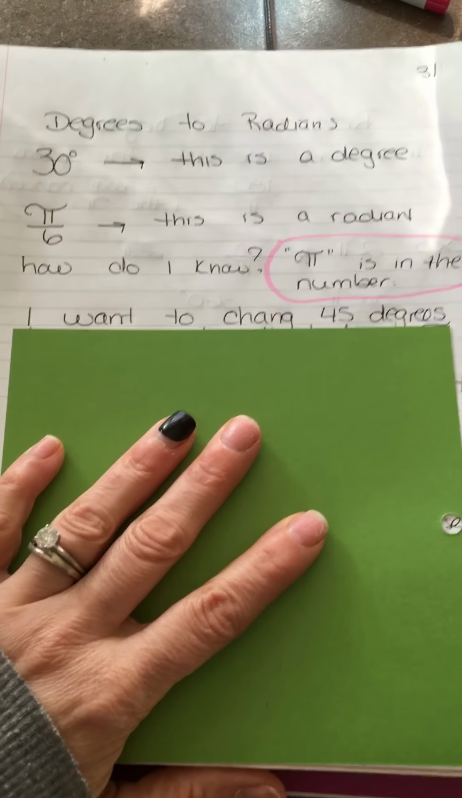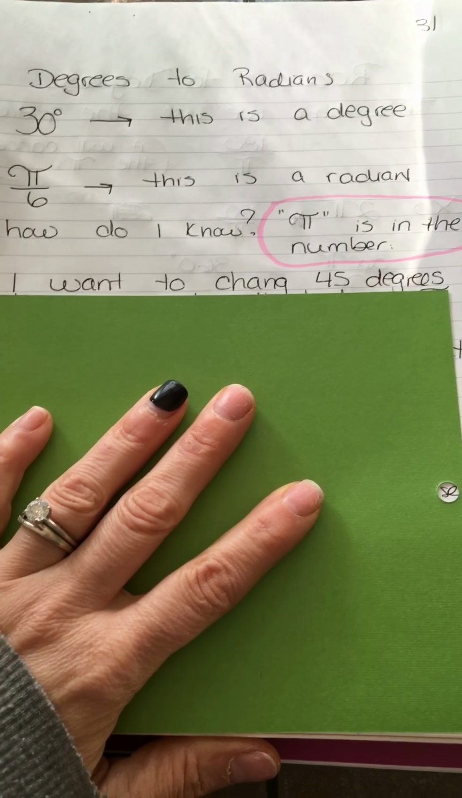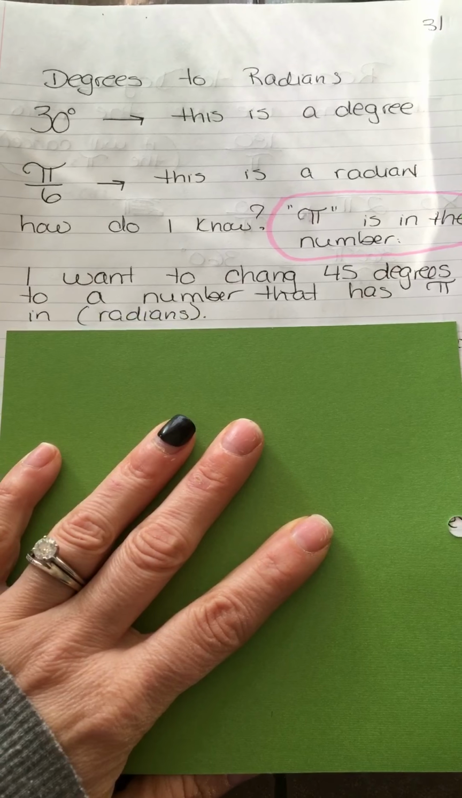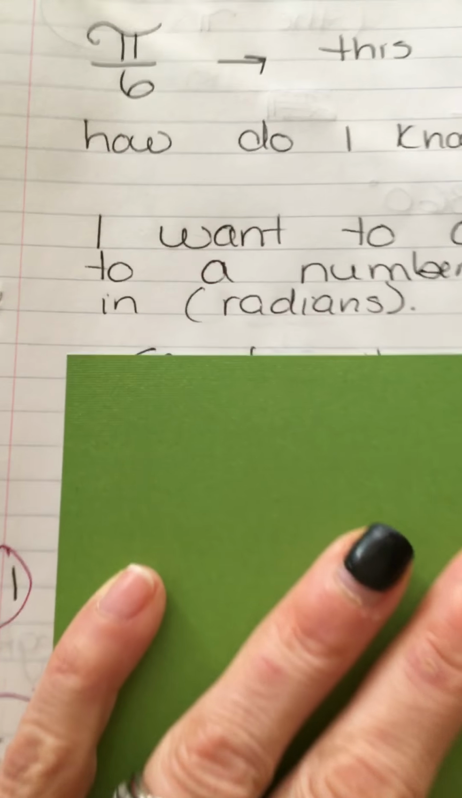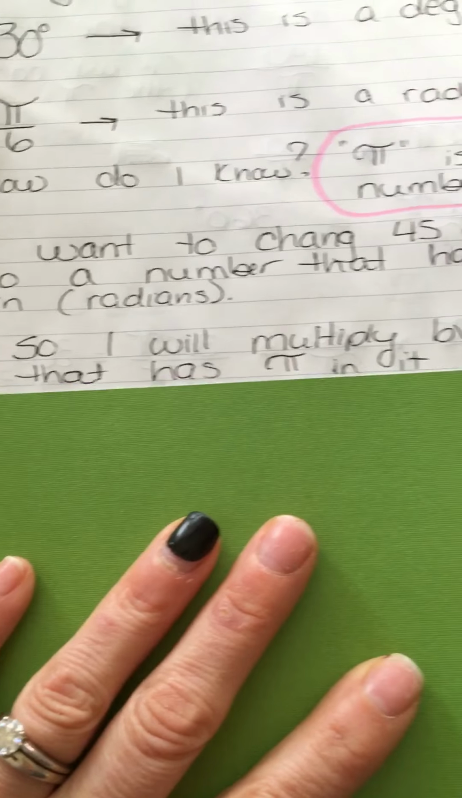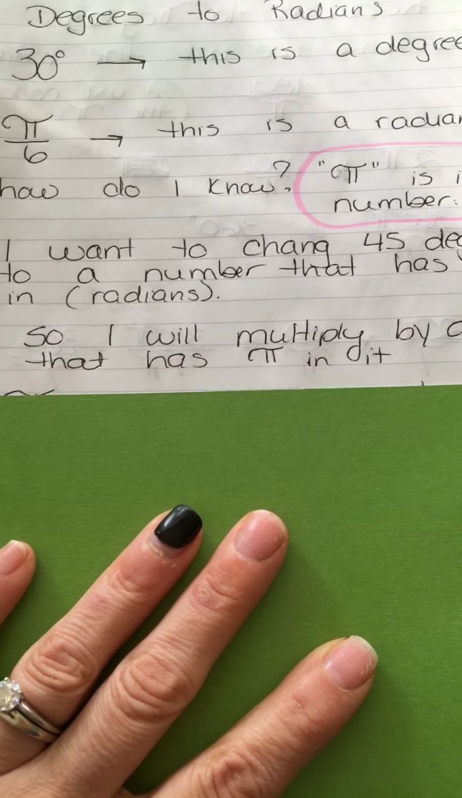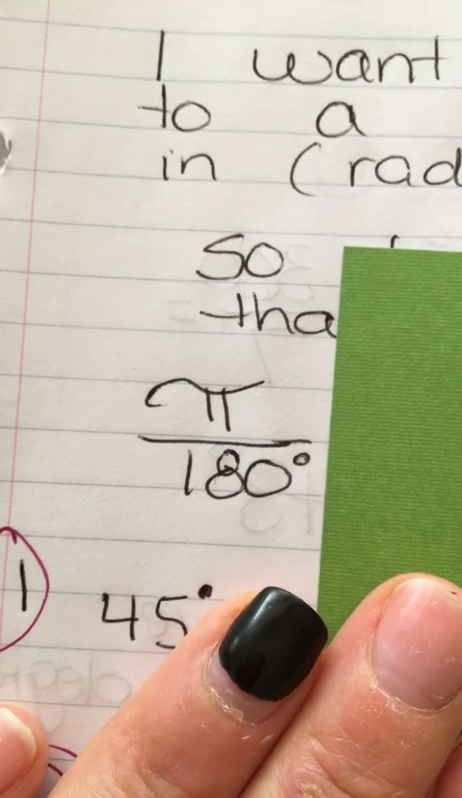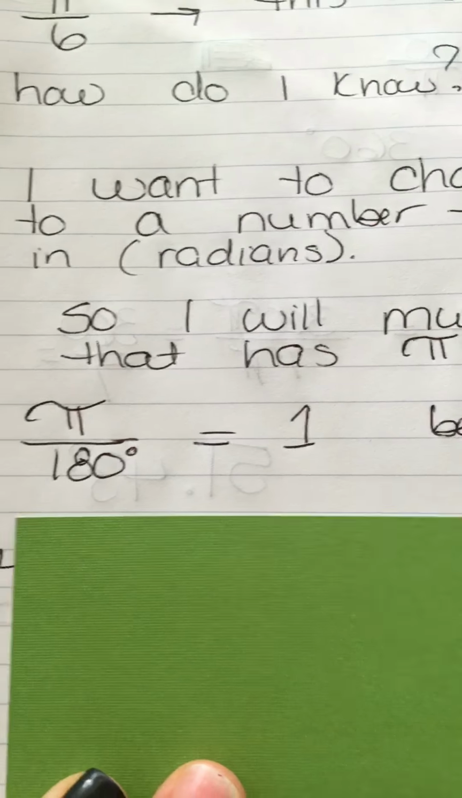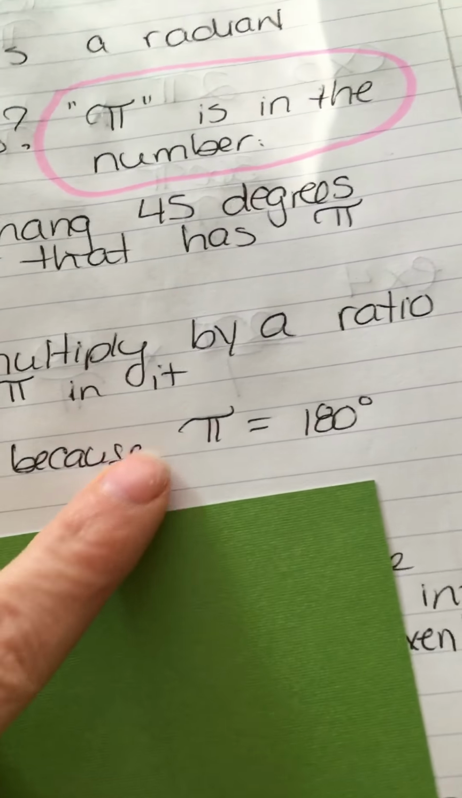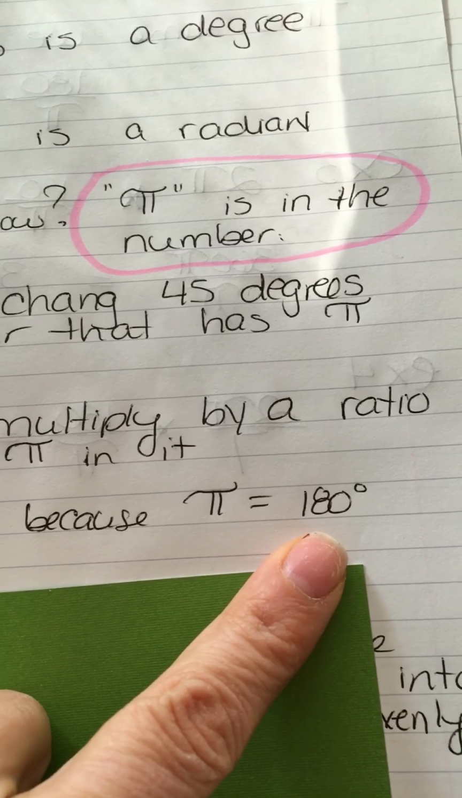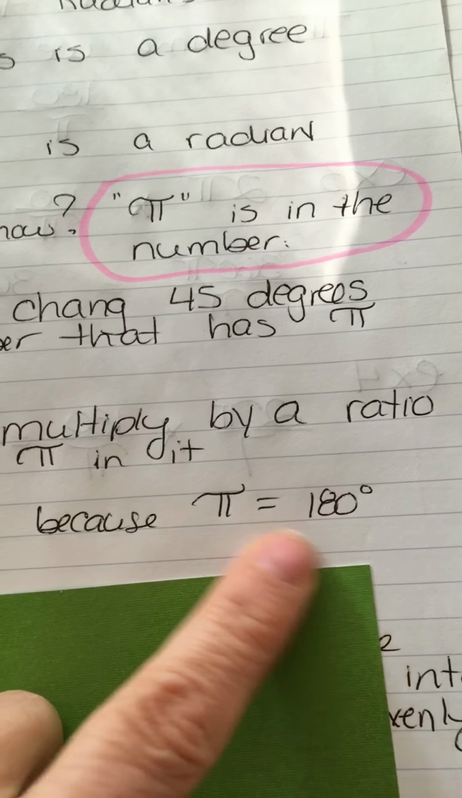So my example is I'm going to want to change 45 degrees to a number that has pi in it, which once again is radians. So I'm going to multiply by a number that has pi in it, which will be the ratio pi over 180, because that is equal to 1. Because pi is equal to 180 degrees. Yes, I know pi is equal to 3.14 blah, blah, blah, but in degrees it equals 180.